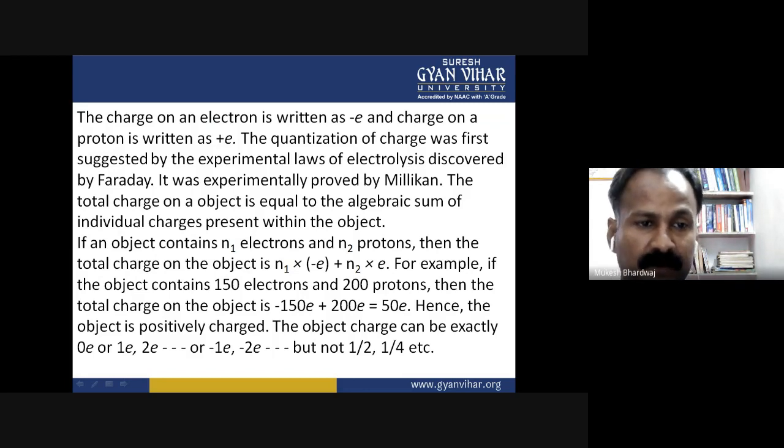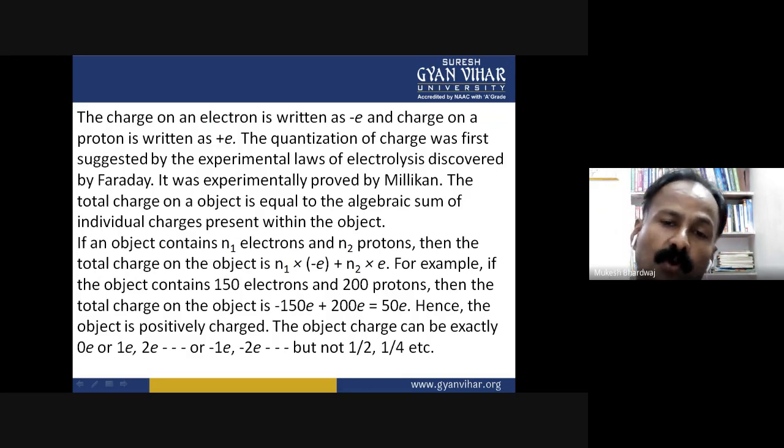For example, if the object contains 150 electrons and 200 protons, then the total charge on the object is minus 150e plus 200e, which equals 50e. Hence, the object is positively charged. The object's charge can be exactly 0e, 1e, 2e, and so on, or minus 1e, minus 2e, but not a fractional value, that is 1 by 2, 1 by 4, and so on.